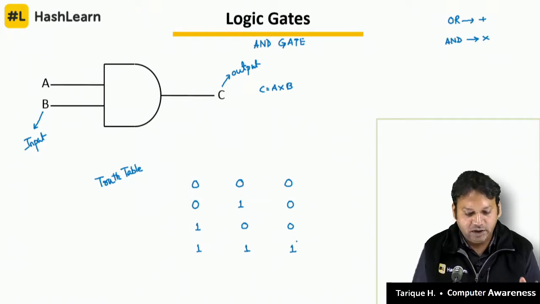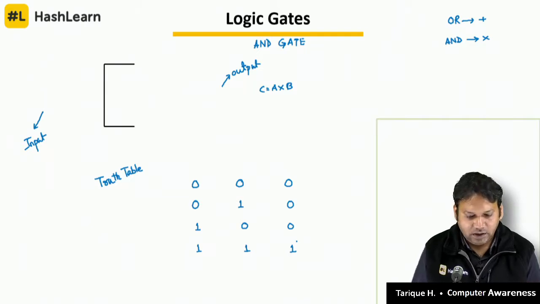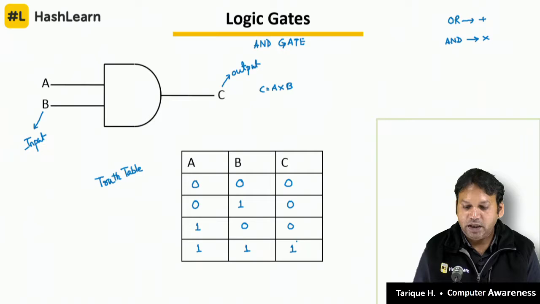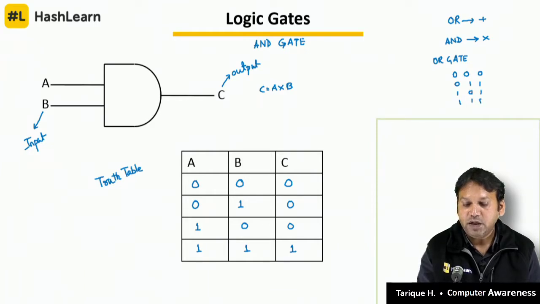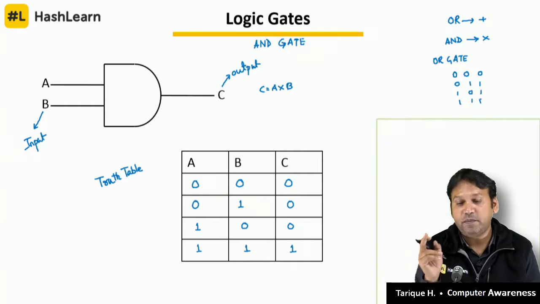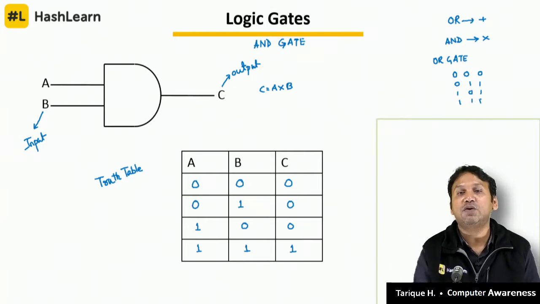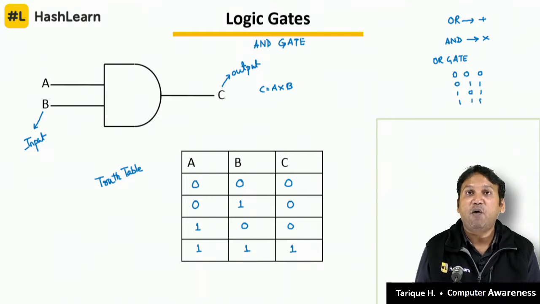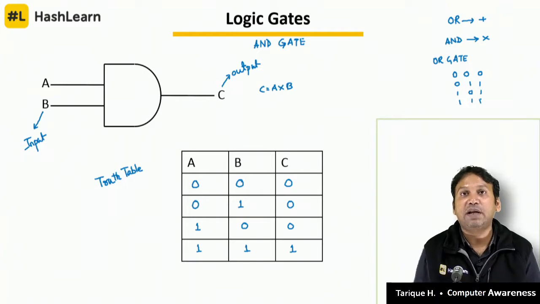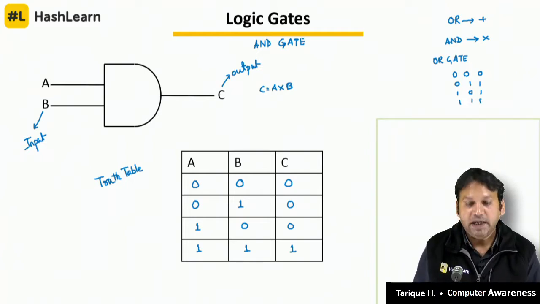The reverse is the case in the OR gate that we have seen, the addition part. There 0 0 is 0, 0 1 is 1, 1 0 is 1, and 1 1 is 1. So in the OR gate we are saying that if at least one switch is on, the bulb will be on. The bulb will be off only when both switches are off. These zeros and ones are not like numbers here, it's more like off and on. Okay, that is the AND gate.